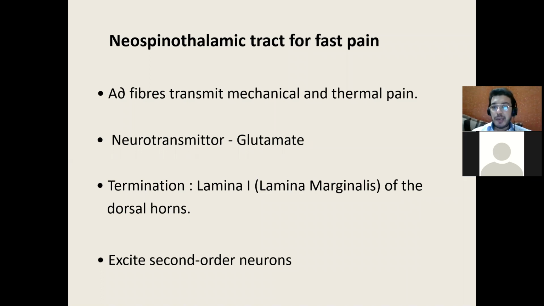It terminates in lamina 1. Lamina 1 means where? Spinal cord. Please understand that. Lamina 1 means spinal cord. So lamina 1 is a spinal cord junction of the dorsal horn, and it will excite the second order neurons. So now for the neospinothalamic tract, try to understand: from the pain fibers traveling to the dorsal horn of the spinal cord, it is transmitted to the second order neurons, because it's the fast neuron, and it crisscrosses.